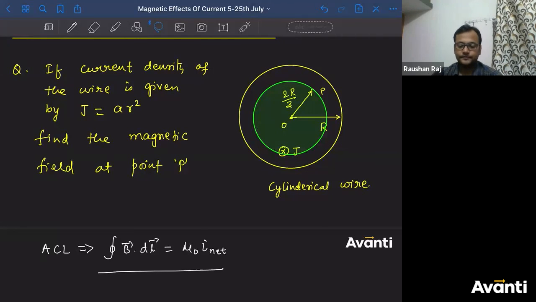How do you find the direction of dL, guys? Direction of dL will be along the direction of the assigned loop. You can assign any direction as the direction of loop, clockwise, anti-clockwise, whatever it is. Just stick with that convention throughout the problem. Then tangential directions will be the dL directions. Find out B dot dL. Find out mu naught into I net. Then get the answer.